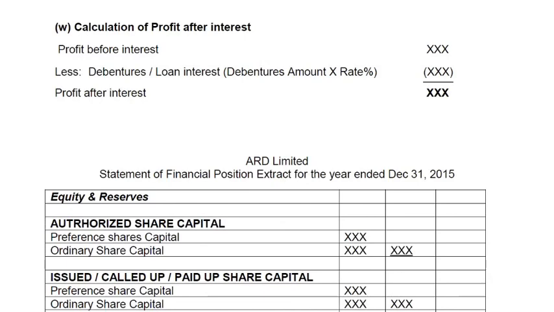Now the third type that we'll be discussing today is the company. A company is a group of people formed with an objective for profit. So there are different types of companies. There is a private company and there is a public company.